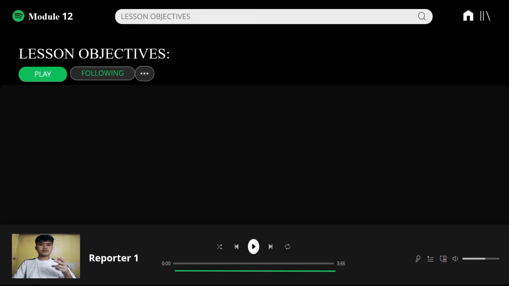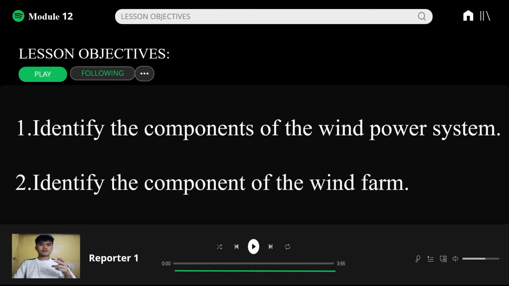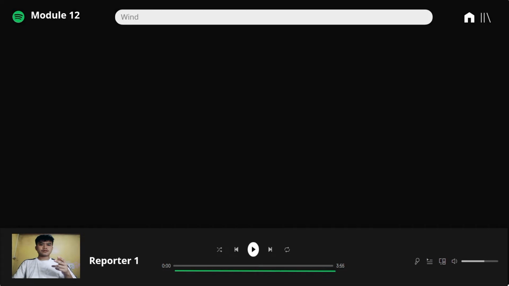For the lesson objectives. First, at the end of this lesson, you should be able to identify the components of the wind power system. Second, identify the components of the wind farm. So first, let's define what is wind.